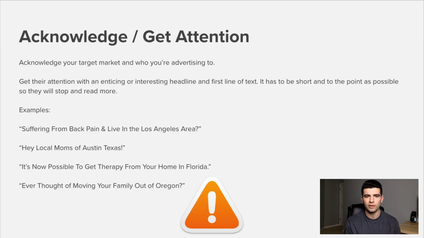If you're like a therapist, an online therapist or something like that, you could say, it's now possible to get therapy from your home in Florida, if you were targeting people in Florida. And then maybe a real estate agent could do something like, ever thought of moving your family out of Oregon? Something like that. But what this is doing is you're acknowledging and you're getting their attention, and it's kind of like a pattern interrupt where they're scrolling through Facebook or wherever, and they read something and they say, hey, that's me, that's relevant to me. So you need to acknowledge them first.